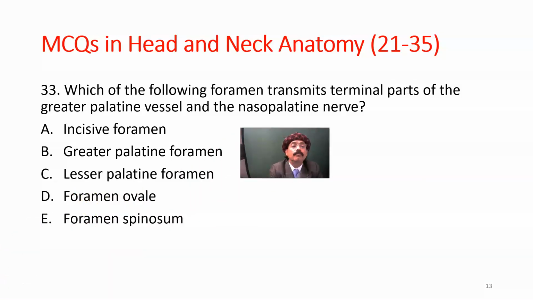Then we'll go to another question. Which of the following foramina transmits the terminal part of the greater palatine vessel and the terminal part of the nasopalatine nerve? What is that? Incisive foramen, greater palatine foramen, lesser palatine foramen, foramen ovale, foramen spinosum. Answer should be incisive foramen. Question number 33. Okay, we got that.